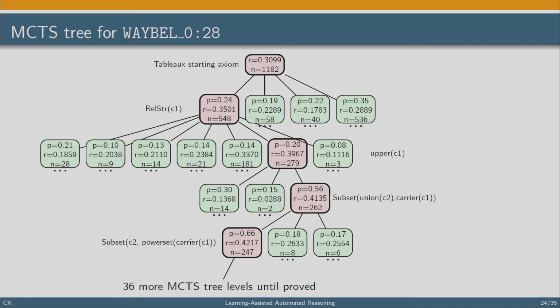So initially, we have 4 moves. The 4 moves correspond to the 4 possible ways to start extending our tableau from the starting axiom, the 4 possible parts that originate from the conjecture. Each of them has an initial prior. It seems that the rightmost one is the best. It seems most likely to lead to a win. The leftmost one is the second, and then the other two, and we're trying them 1 time, 2 times, 3 times, and we're getting some rewards out of playouts that pass through these nodes.